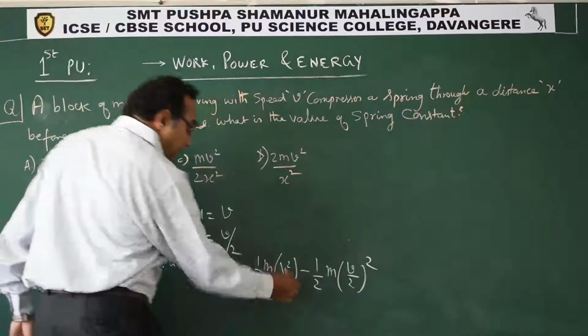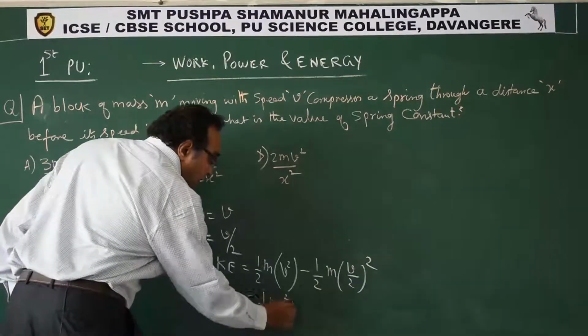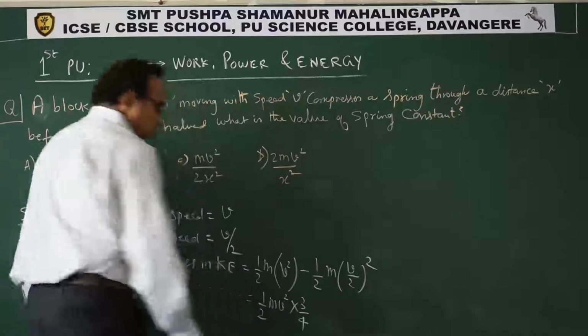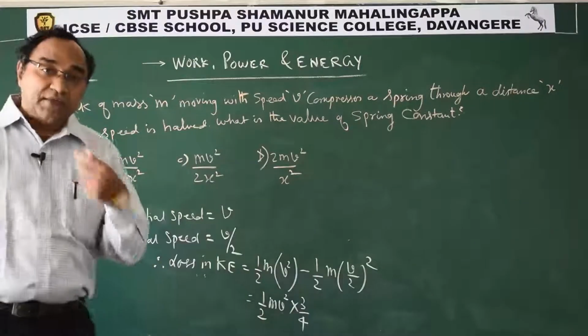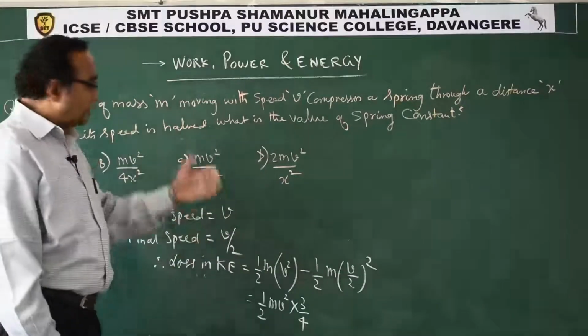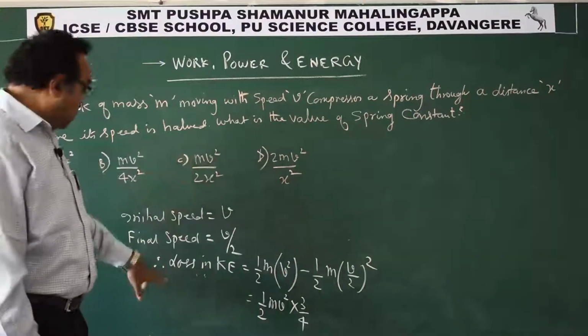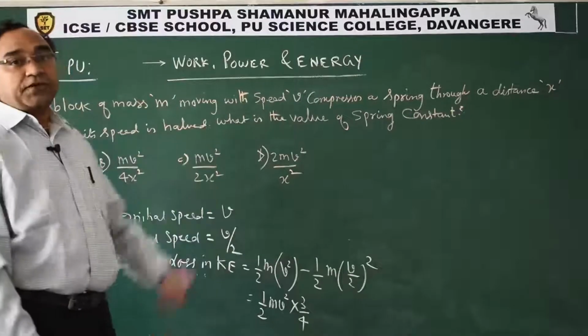So this gives us how much? You can take half m v square common. So 1 minus 1 by 4, which gives you 3 by 4. This is the loss in kinetic energy. Now where is this loss in kinetic energy going? The loss in kinetic energy is going into the spring. So the spring will gain elastic potential energy.